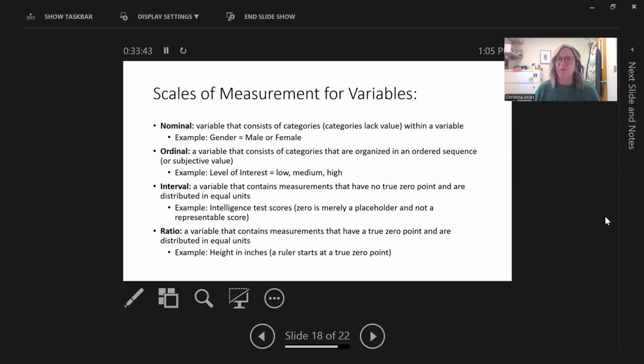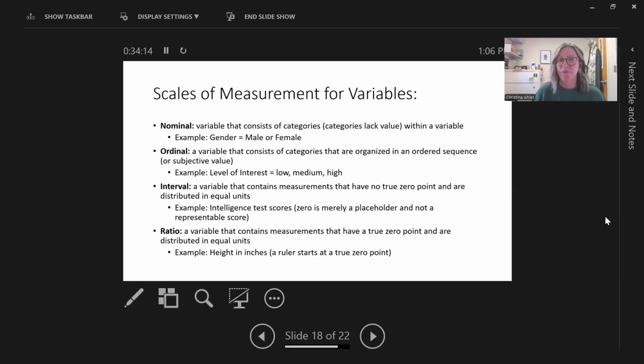Well, zero doesn't represent complete absence of satisfaction. It just means least satisfaction. So zero, again, is just an arbitrary placeholder and it doesn't actually mean an absence of anything. Whereas with ratio variables, the measurements do contain a true zero point, meaning zero means there's an absence of something or the measurement scale starts at zero.